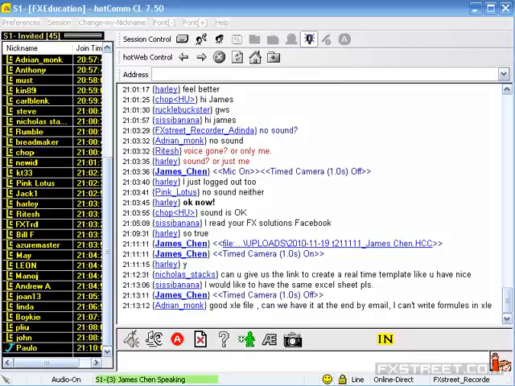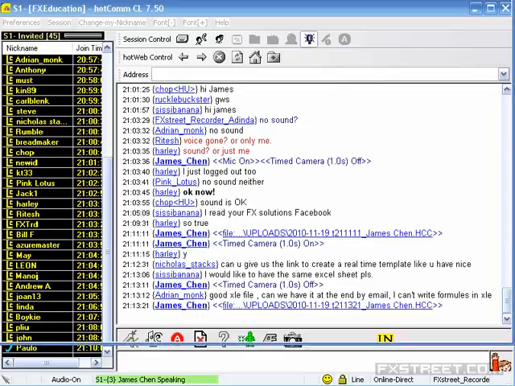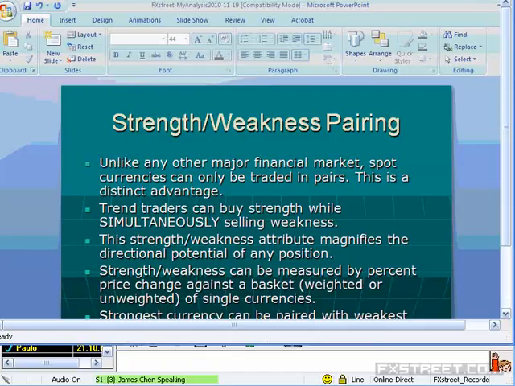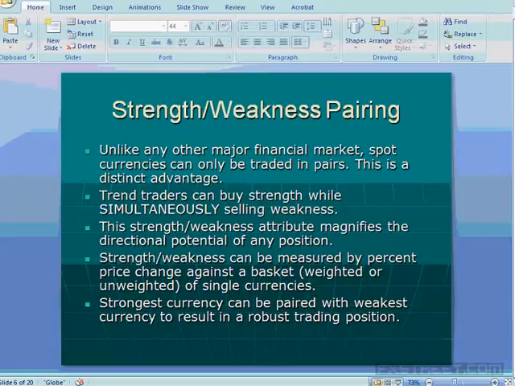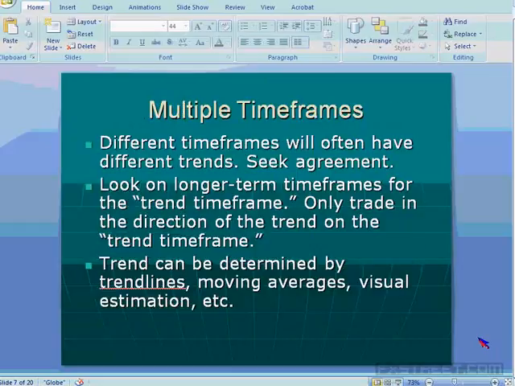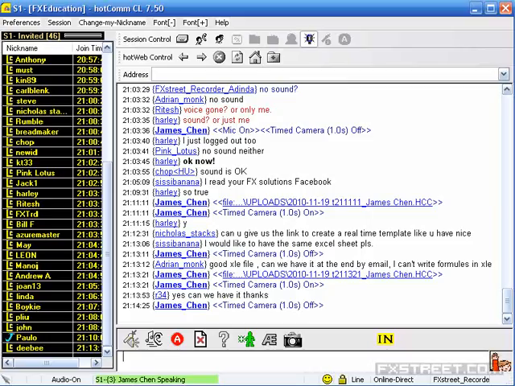Let me turn back real quick to my PowerPoint. So strength and weakness pairing is very important. Now we go to multiple time frames. I do have a multiple time frame strategy that I talk about on occasion, which is where you take three different time frames. And what are you doing with these time frames? You're seeking agreement.